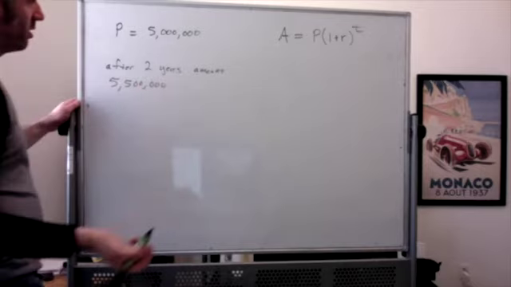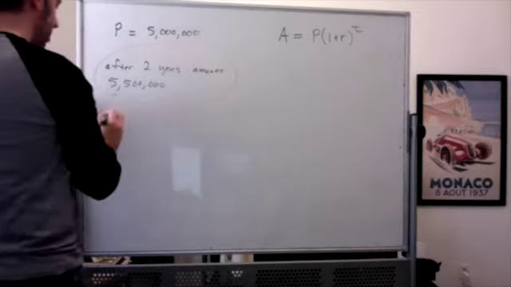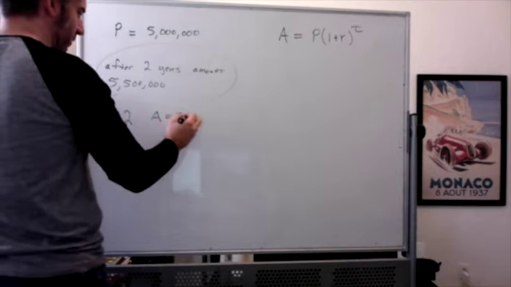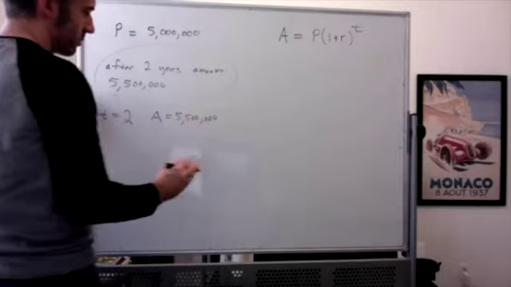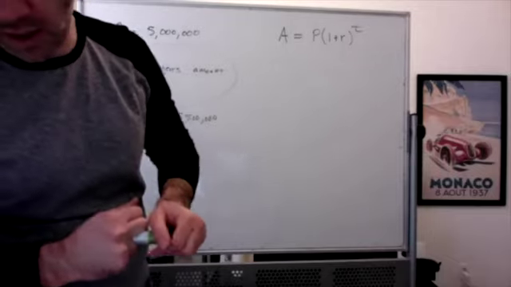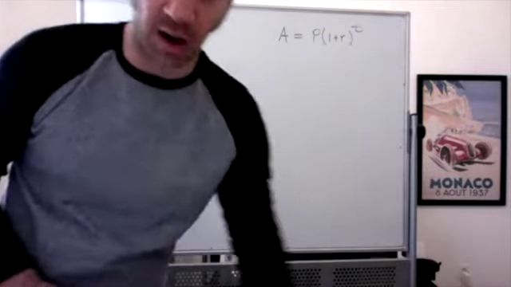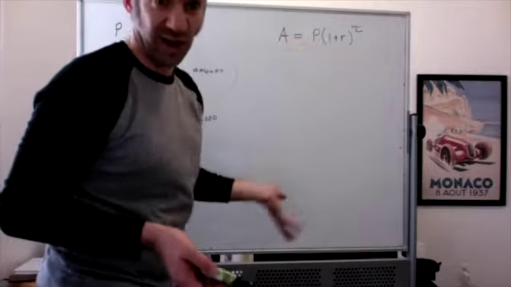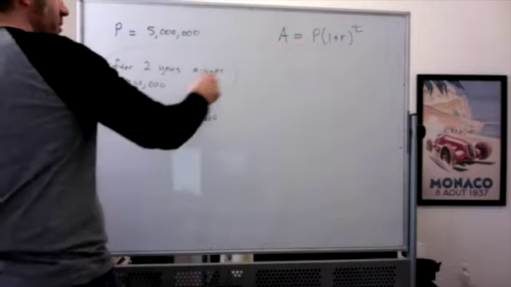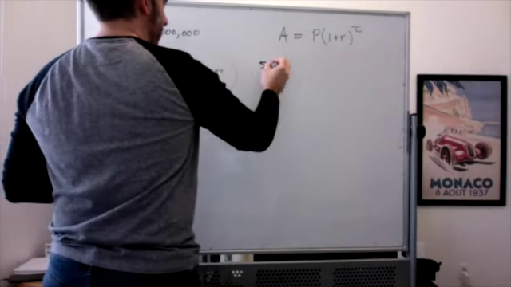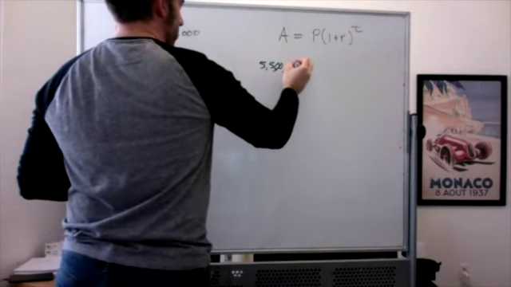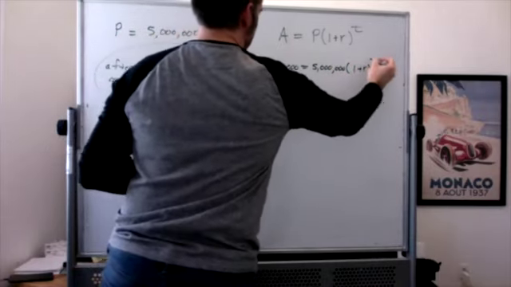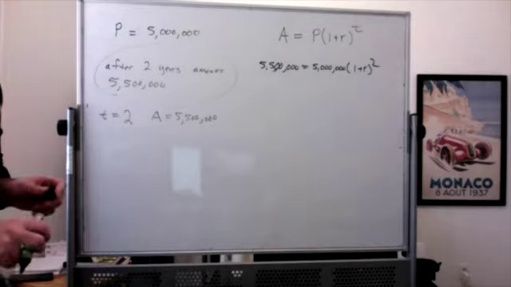$5,500,000. So what this really says here is that when T equals 2, A equals $5.5 million. And then the question is, what was the interest rate that he was earning on that money? So we have all the pieces to plug in except for R because we're trying to solve for R. So I'm going to plug in the amount: 5,500,000 equals 5 million times 1 plus R to the second power. And now we're going to try and solve for R.